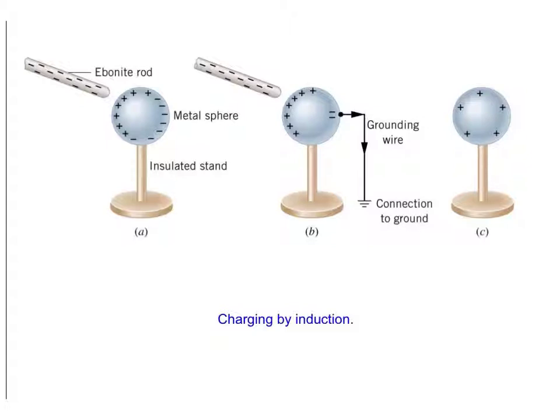This process of giving one object a net electrical charge without touching the object to a second charged object is called charging by induction. And this process can also be used to give a sphere a negative net charge if you do the reverse, if you bring a positively charged rod nearby. Then the electrons would be drawn up from the ground through the ground wire onto the sphere.